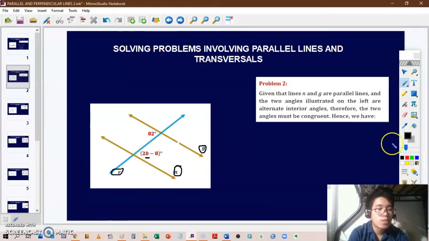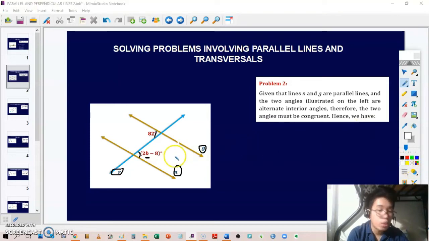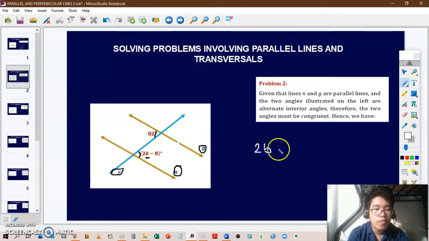So we have 2B minus 8 here. That's our first angle, and then we have a second angle, so that's 82 degrees. To solve for the value of B, we just simply equate those two because they are alternate interior angles. That's the type of angle that they have, or the relationship. So now we can solve for the value of B: 2B minus 8 is equal to 82, since they are alternate interior angles.